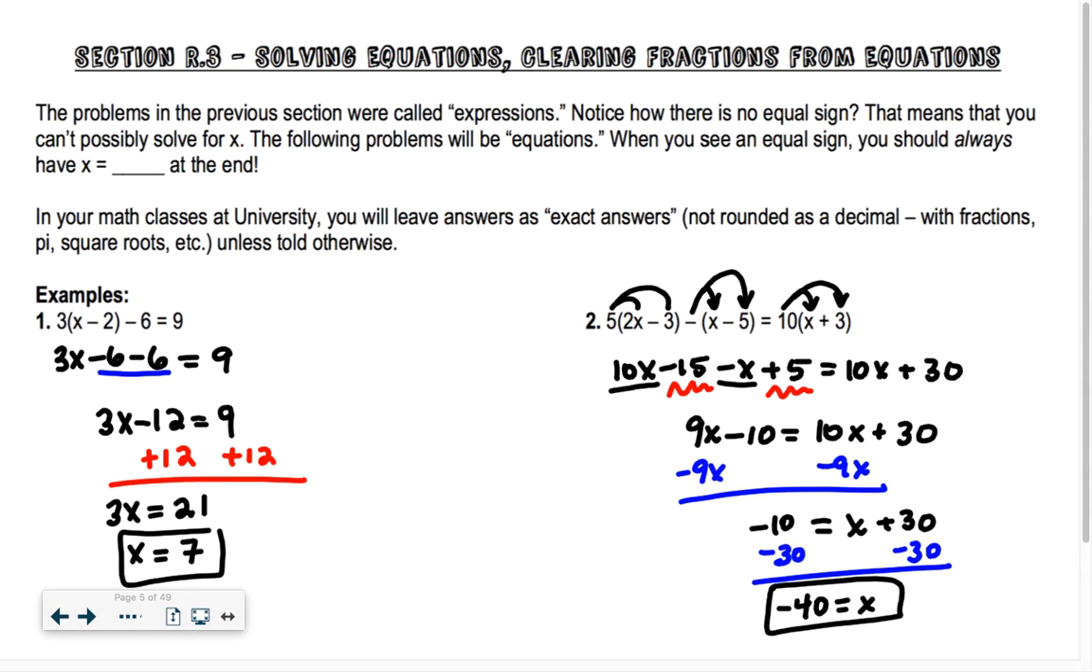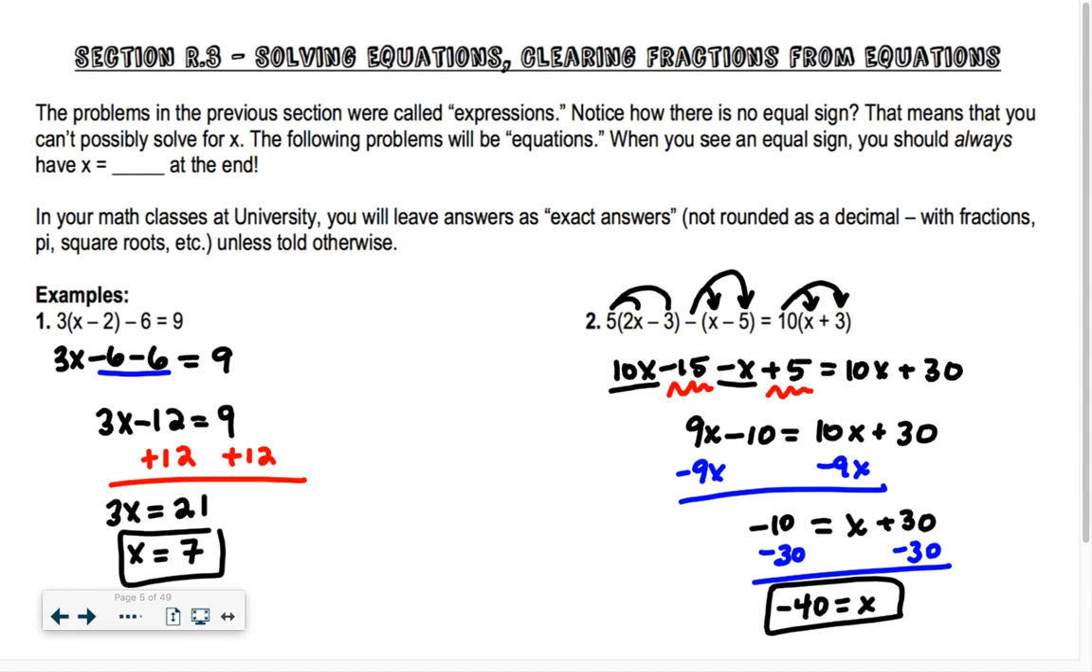Are you guys getting this so far? Are you being active note takers and trying the problems along with me as I go? Yeah. I thought on number 2, when it says minus x minus 5, you were supposed to still factor that in, like it'd be negative 1 and multiply that by x.